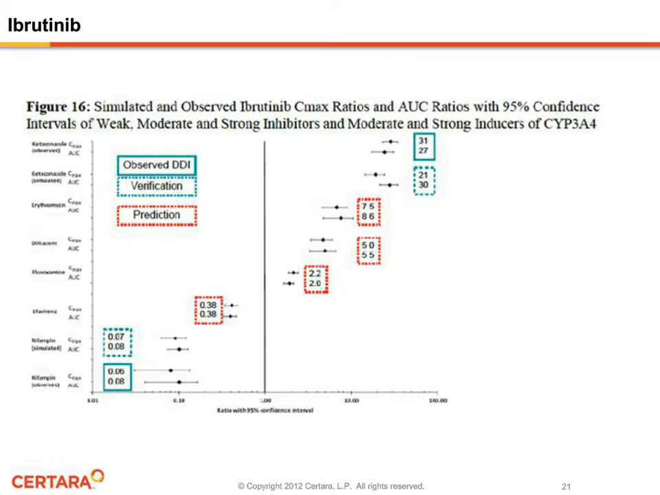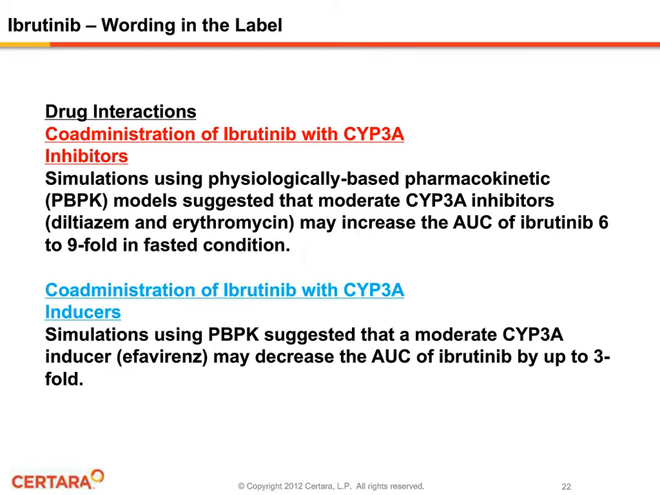Now, of course, this was the wording that then went into the label. Co-administration of ibrutinib with CYP3A4 inhibitors. Simulations using PBPK models suggest that moderate CYP3A inhibitors may increase the AUC of ibrutinib 6 to 9-fold in a fasted condition. So this was the precise wording that actually went in there, and also again mentioning the effect of a moderate CYP3A inducer.